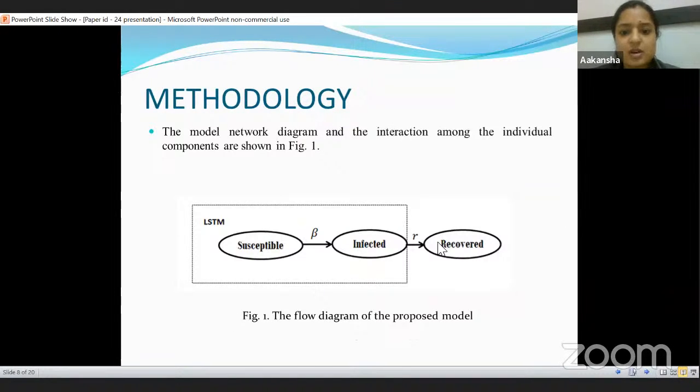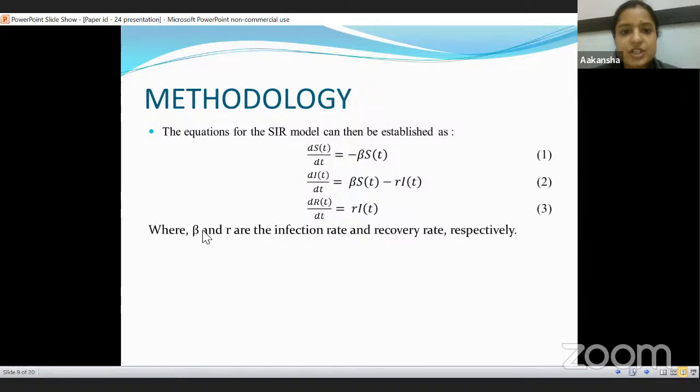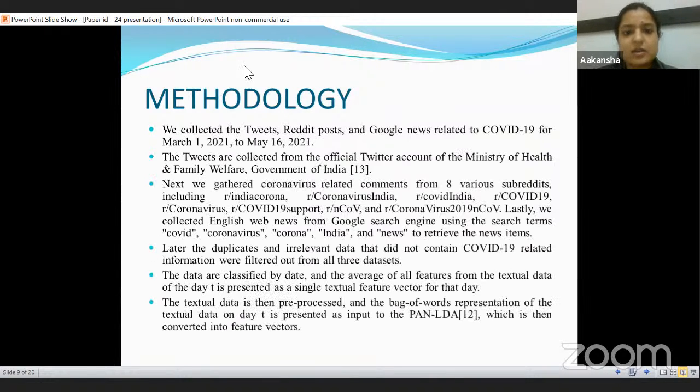So this was the model that we have used. This is the SIR model. In this, we have embedded the LSTM network. The differential equations of the SIR models were established as shown on the screen. These were the equations. What we have done, this is the methodology.